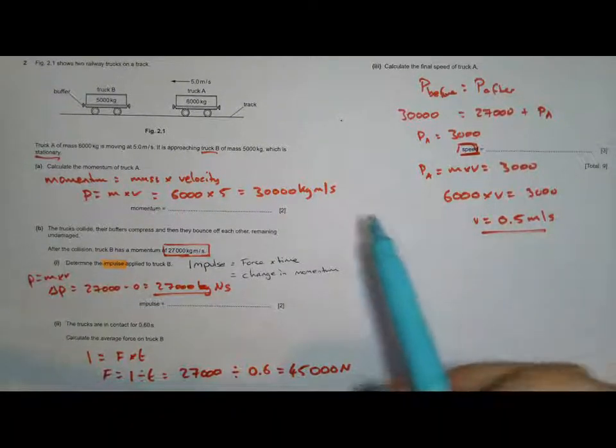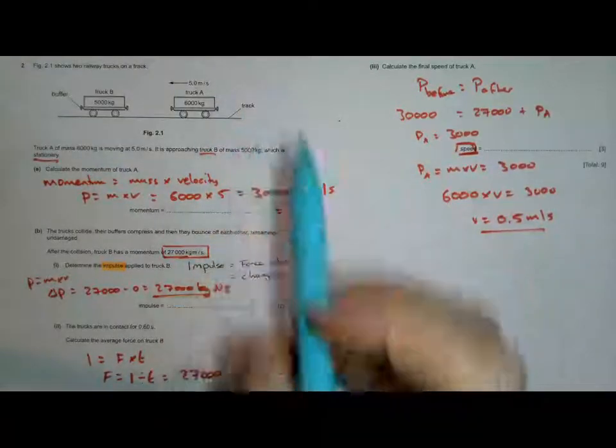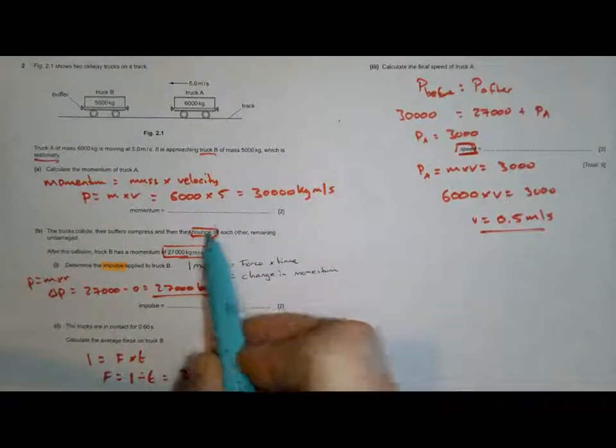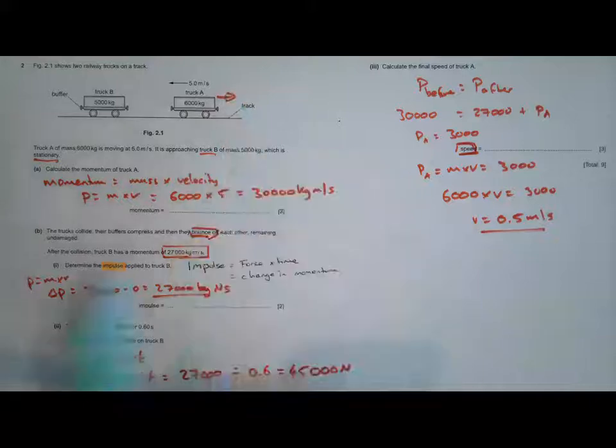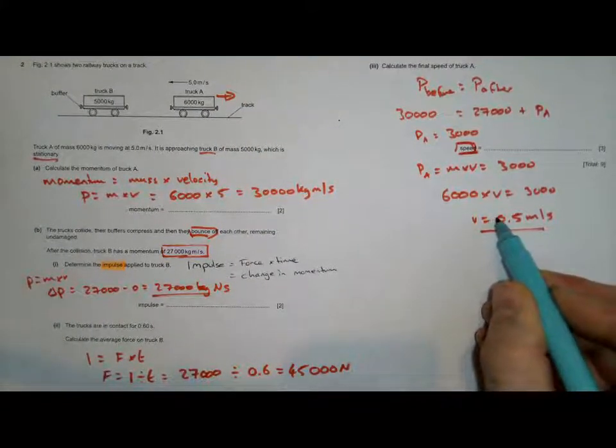If it did ask us for velocity, then we would need to use the fact that they bounce off each other. So we know that after the collision, truck A will be going in the opposite direction. So we'd probably write a minus sign there. But speed is a scalar, so we don't need to do that here.